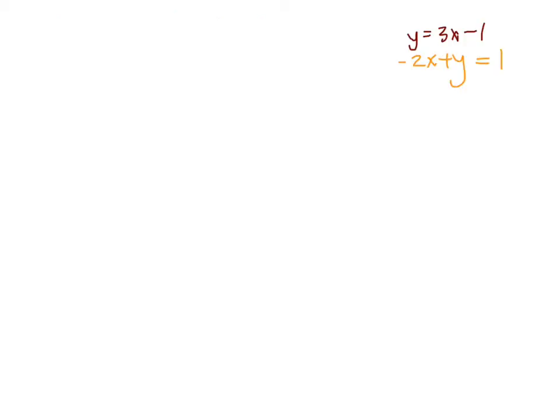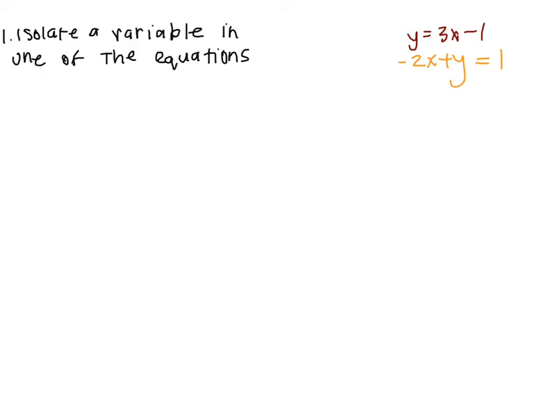We're going to start out with this system of two equations. We have y equals 3x minus 1 and negative 2x plus y equals 1. The first thing you need to do when solving a system of equations by substituting is make sure that you have isolated a variable in one of the equations. Well, let's take a look at the two equations we have. The first one is y equals 3x minus 1. The second one is negative 2x plus y equals 1.